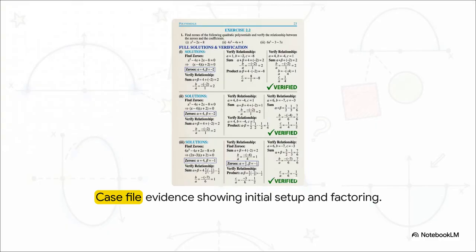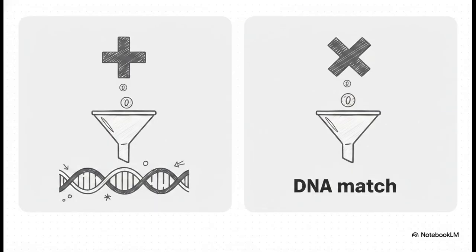Now, what's really interesting here is how this breakdown is visually structured. If you look at the find zeros section, you can see the exact algebraic steps. It splits the middle term from -2x into -4x plus 2x, factors it all out, and neatly arrives right at alpha equals 4 and beta equals -2. It's clean, it's logical, and it's highly structured. But hey, finding the zeros? That's just the start. Now comes the real test.